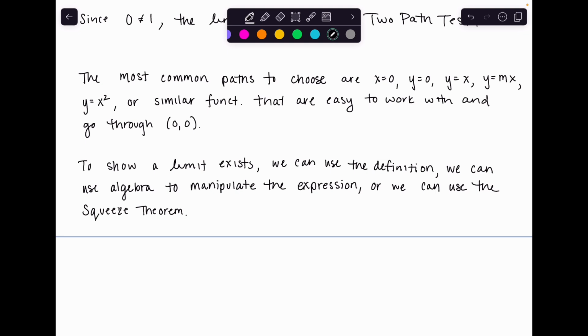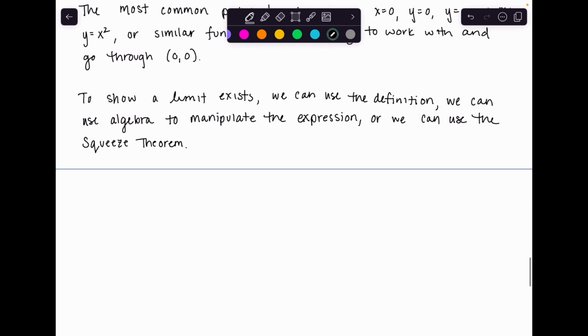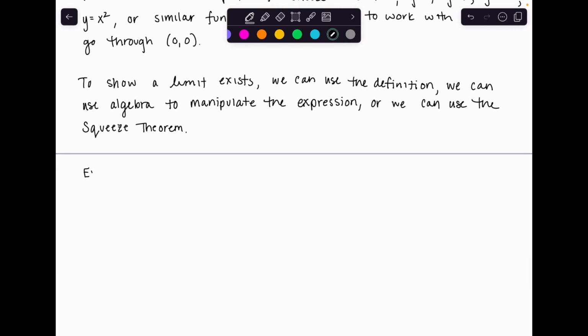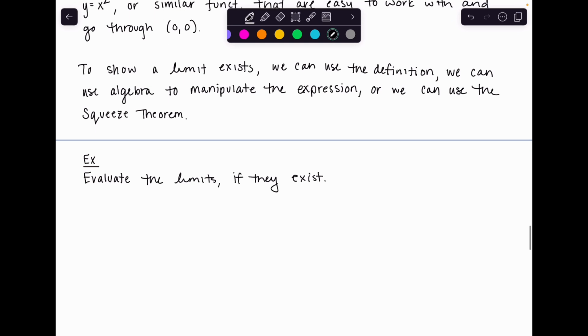So I'm going to do one more example, well, two more examples, but basically one of each of these. I'll give you an example where we use algebra to manipulate it, and then another example of using the squeeze theorem. So this one's going to be a little bit more complicated because they don't tell you what actually happens. We want to evaluate the limits if they exist. So you don't know, like in the other instances, what the end result should be. You have to figure it out.